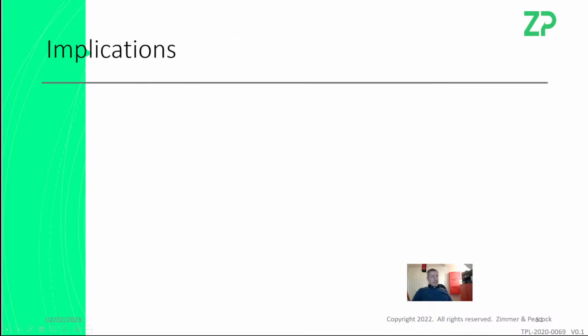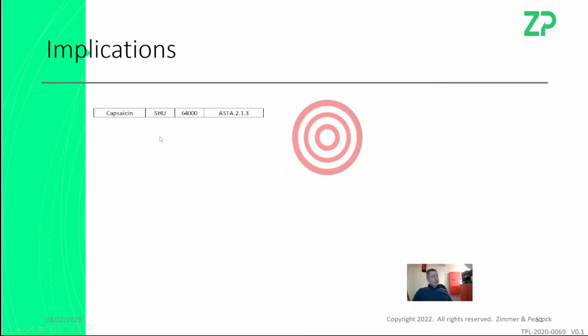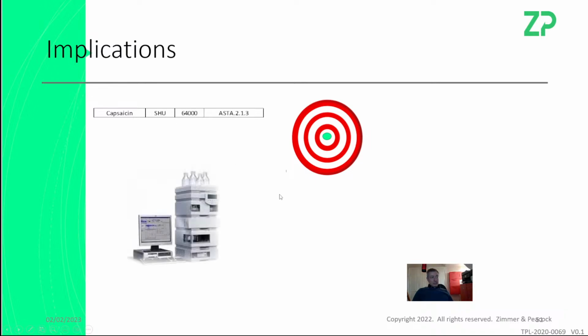So what's the implication then? The implication for us at ZP is that somebody can have a certificate of analysis and think they know what the Scoville heat unit is. So I put, say, 64,000, and it's measured on HPLC.